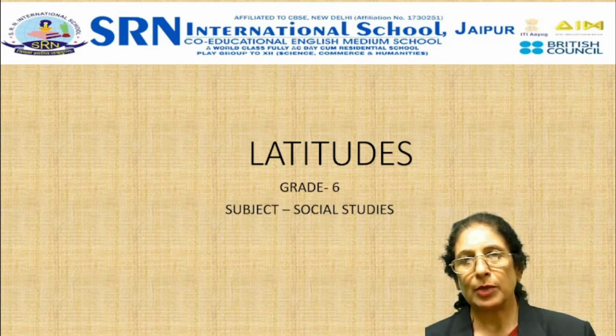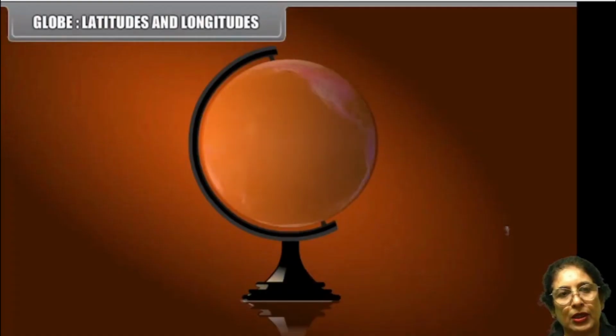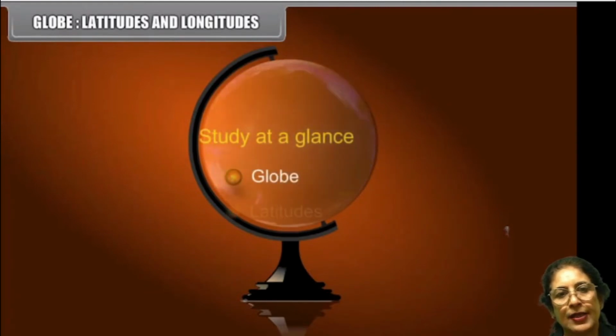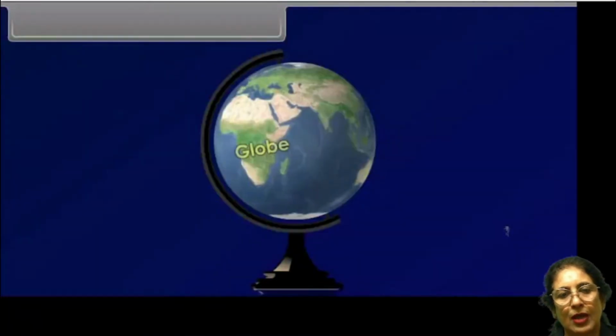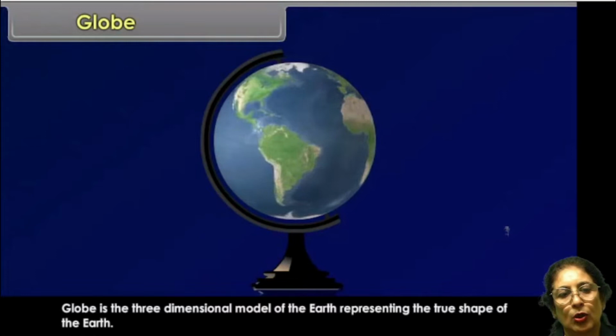Today, in this video, I will be explaining the topic Latitudes from Grade 6, Book of Social Studies. In this video, we are going to learn about the topic Globe, Latitudes and Longitudes. To study the earth, we take a globe, which is a representation of the earth. Study at a glance: Globe, latitudes and longitudes.